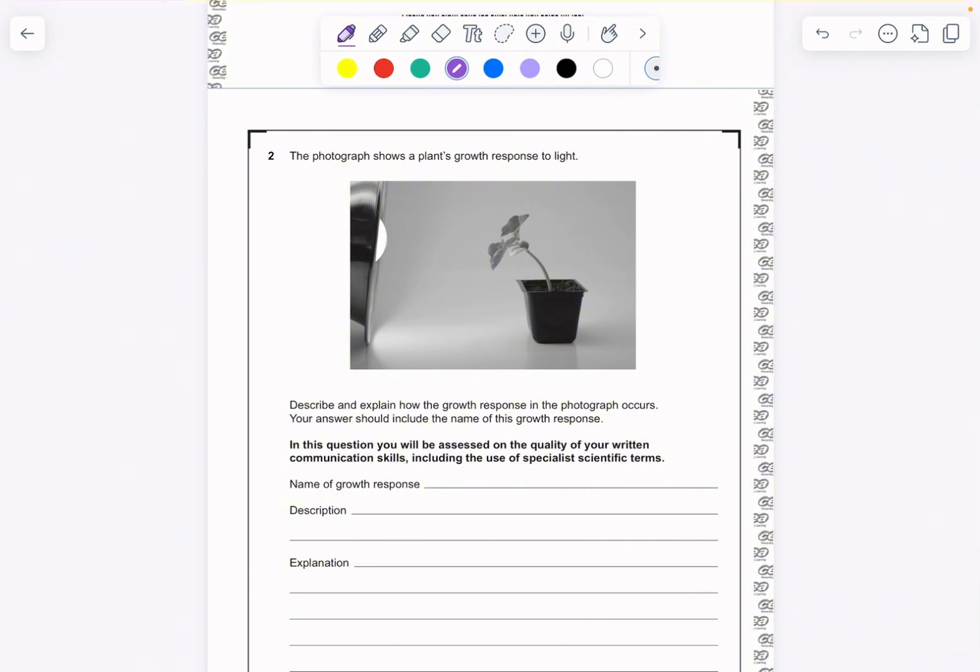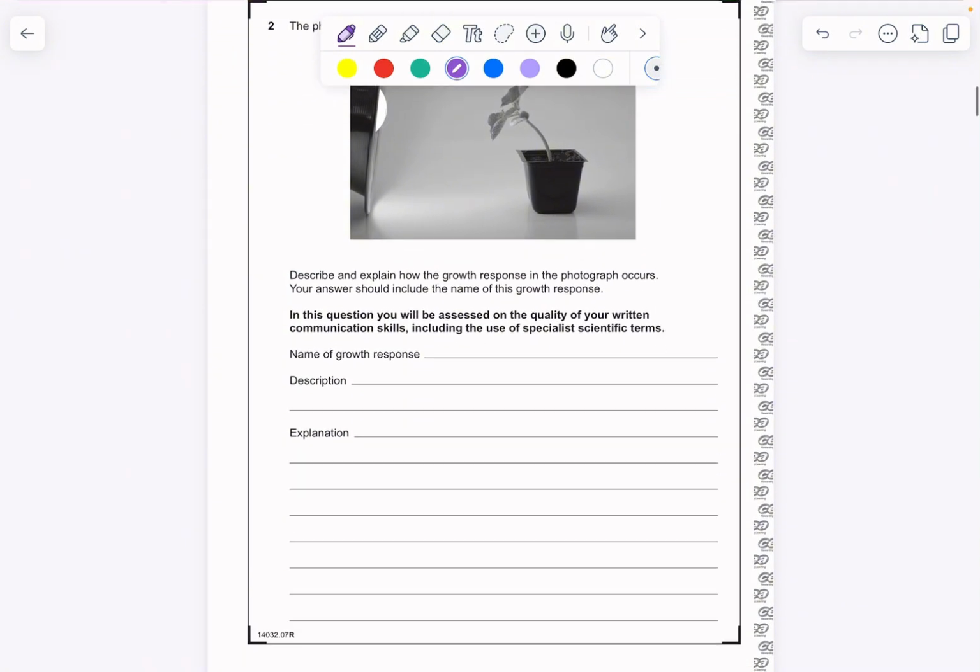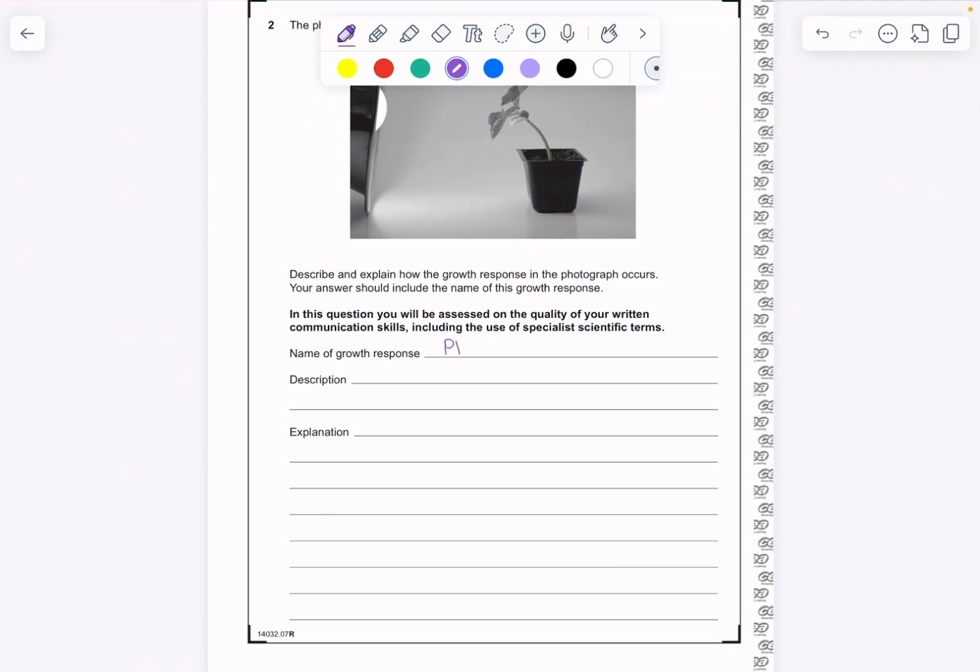The photograph shows a plant's growth response to light. So you can see here the plant is going to grow towards the light in this case. Name this type of growth response. This growth response is known as phototropism. And the description: it grows towards the light.